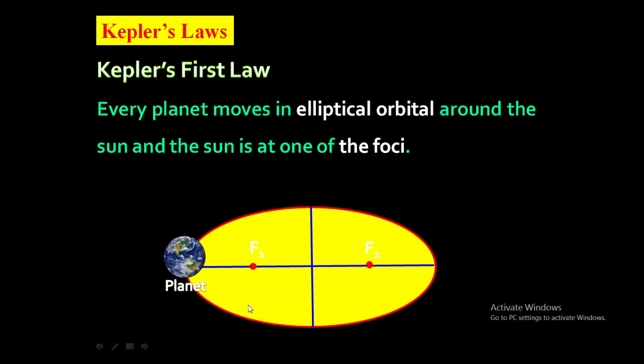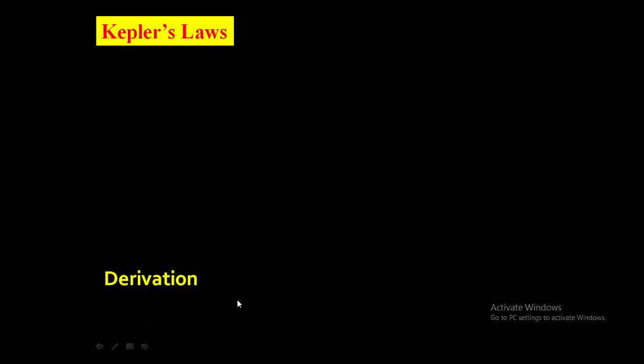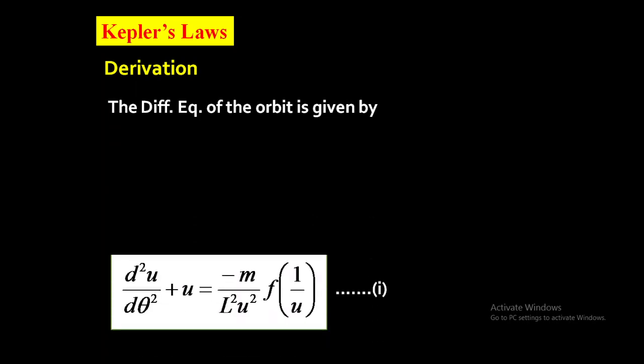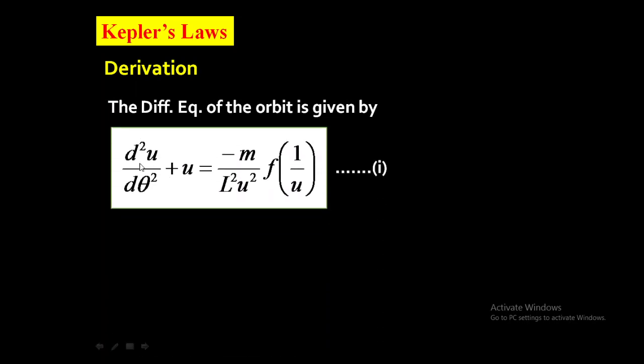Now we will see its derivation. To start with, we should know the differential equation of the orbit. This is the differential equation of the orbit: d2u by d theta square plus u is equal to minus m upon l square u square f of 1 by u.